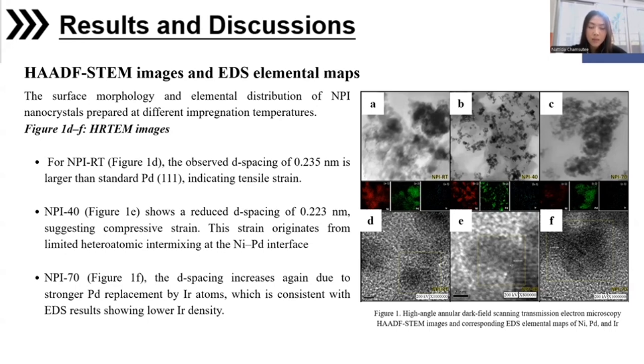And in the case of the NPI-70, at 70 degrees Celsius, the d-spacing increases again, which is attributed to stronger Pd replacement by Ir atoms, consistent with the EDS result showing a lower Ir density.